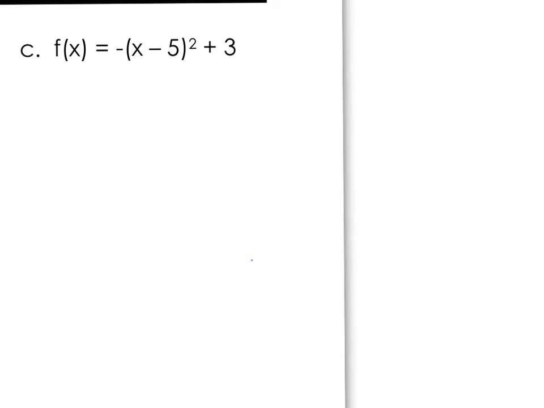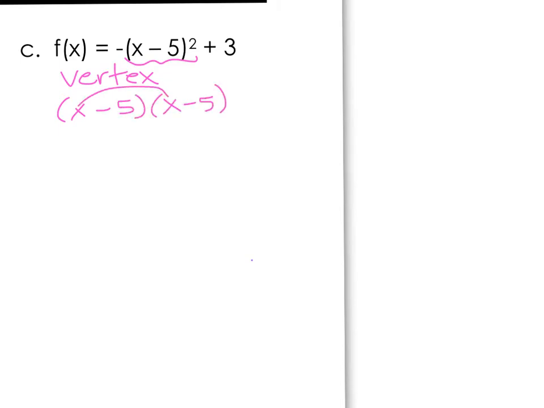Here's our final example. Example C, we have f of x equals negative on the outside times (x minus 5) squared plus 3. In this case, we're once again in vertex form. The first thing then that we need to do is just take the parenthesis and write it out twice and multiply all of our parts together. And that's called our FOIL.